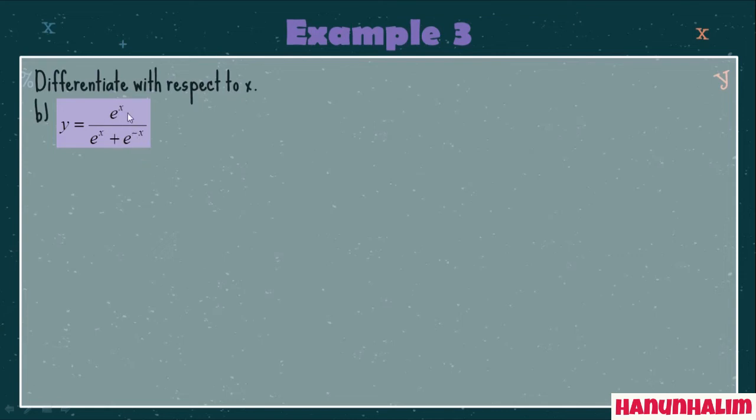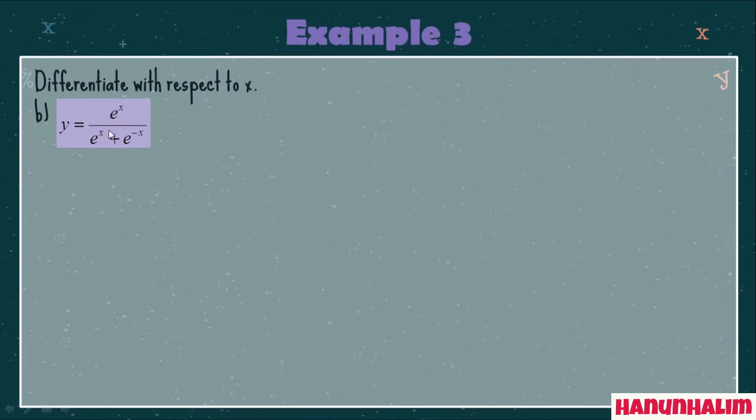Kita dah jumpa dah pattern soalan lebih kurang macam ni. Tapi apa beza dia? Dekat example subtopic 3.1, e to the power of x ada dekat bawah. So bila e to the power of x ada dekat bawah, usually lagi simple, lagi cepat kita nak differentiate kalau kita separate kepada dua part. Okay, kita separate kepada dua part, lepas tu kita simplify, lagi cepat nak differentiate.